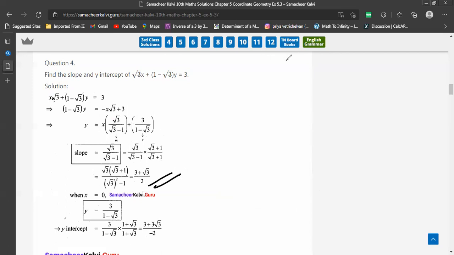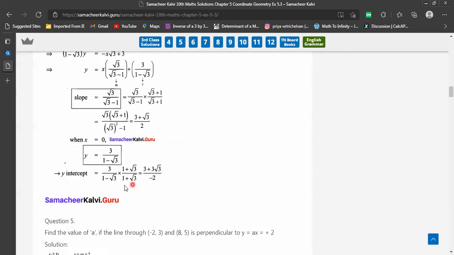So that's for slope. You have to do the same rationalization procedure for the y-intercept also. So you'll be getting this answer. Just try the rationalization part alone. Just check whether you are getting the same answer or not.